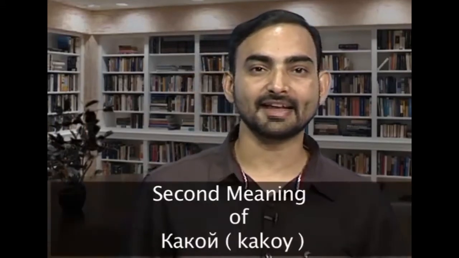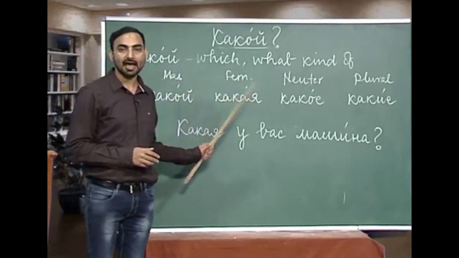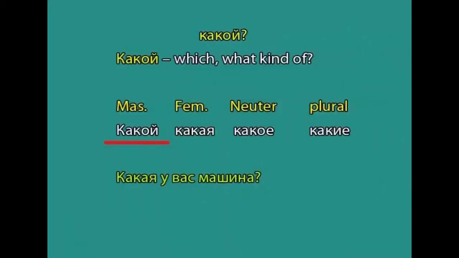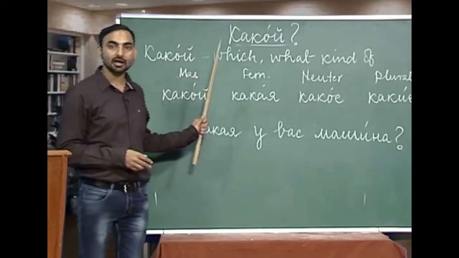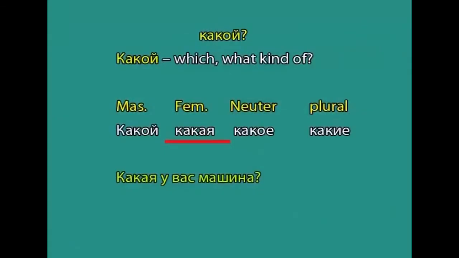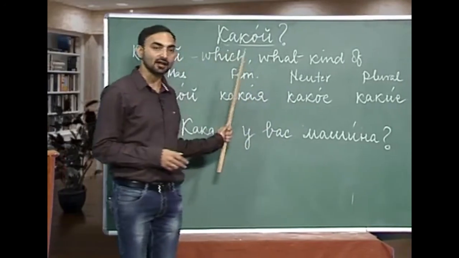Now, let us discuss the second meaning of какой, which is either which or what kind of. Let us see the uses of какой in the second meaning. It changes as per the gender and number of a noun. For example, if the noun is masculine, we will say какой, like we have already done, какой день. If the noun is feminine, we say какая. For example, какая машина, what kind of car. Машина is car.